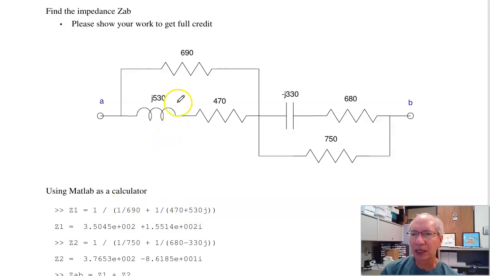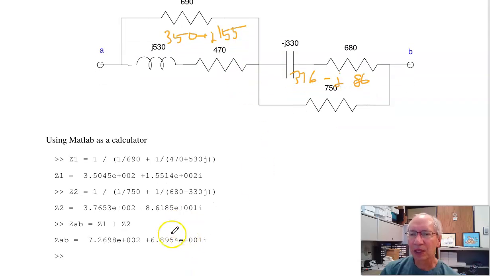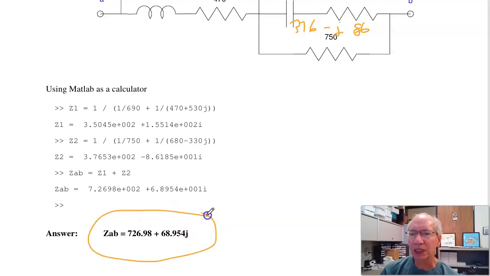Take the inverse. All this together gives you 350 plus J150, 155. These in parallel is 680 minus J330 in parallel with 750. Sum the inverses, take the inverse, and I get 376 minus J86. In series, they add. So the total impedance is 726 plus J68. And that is test number 2 for ECE 211.